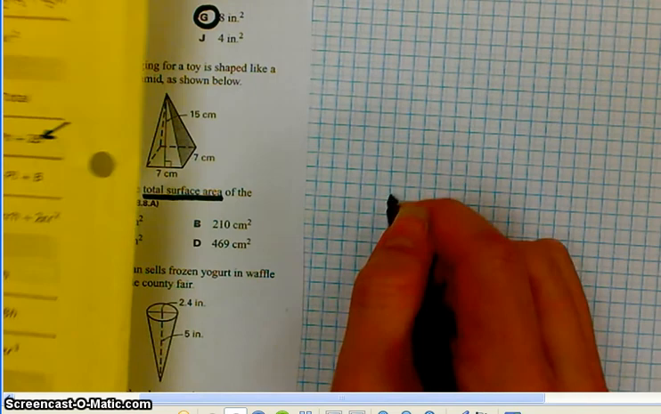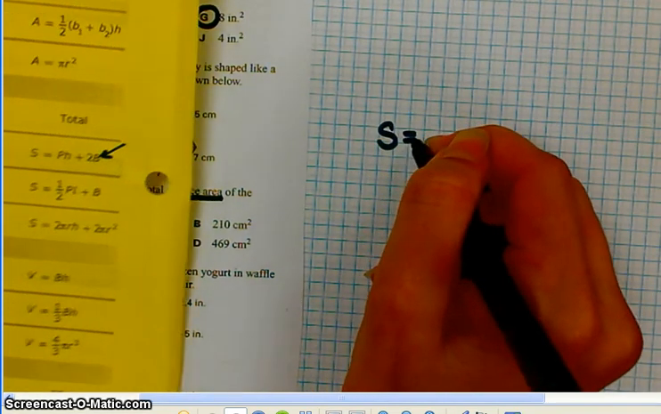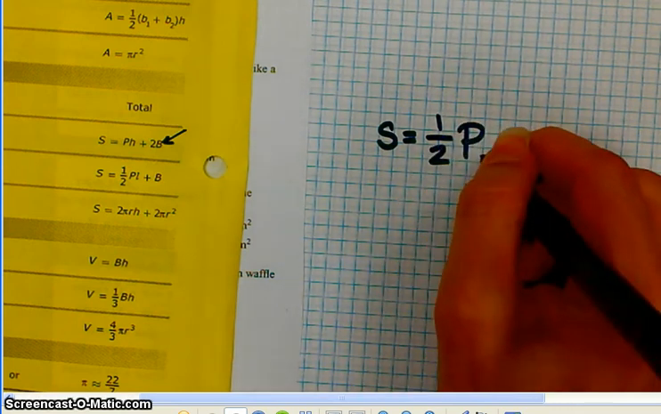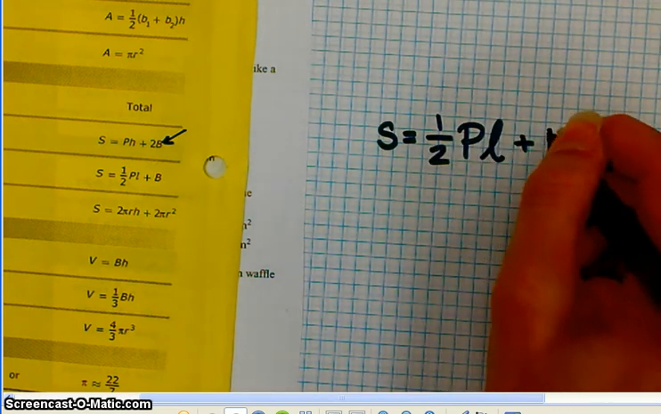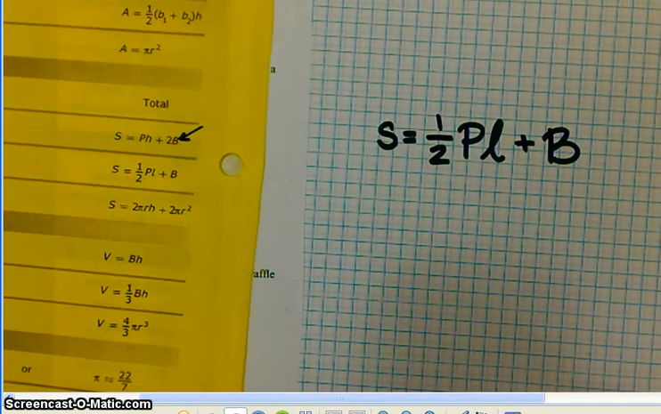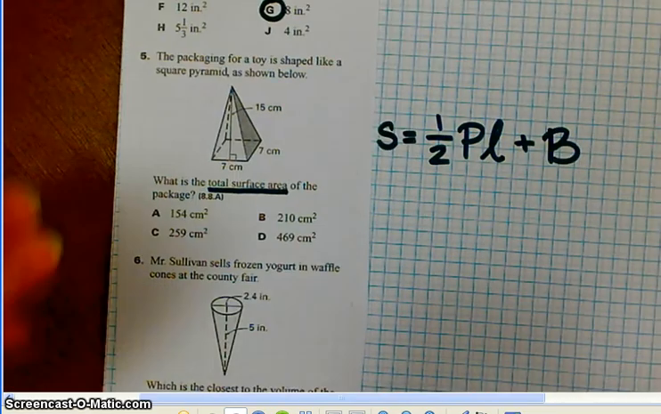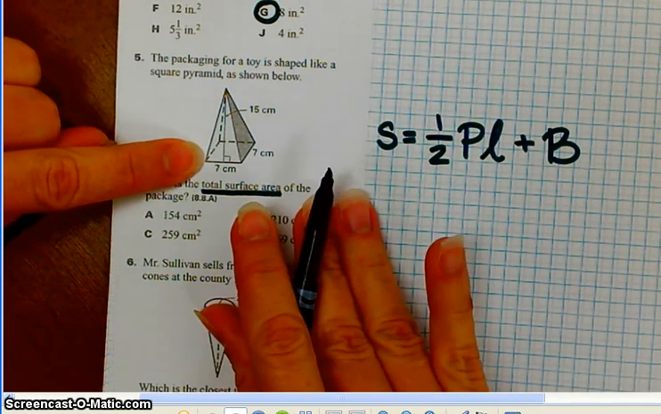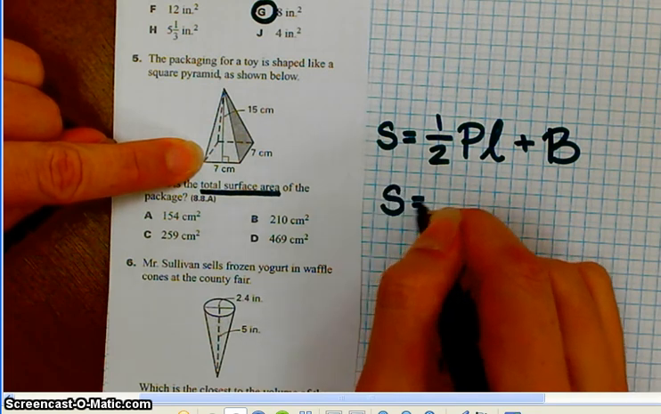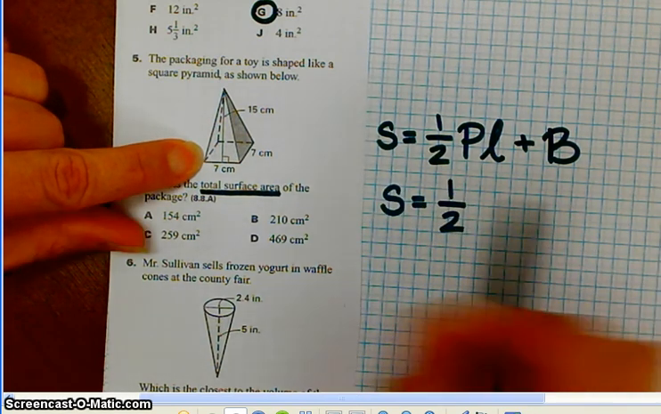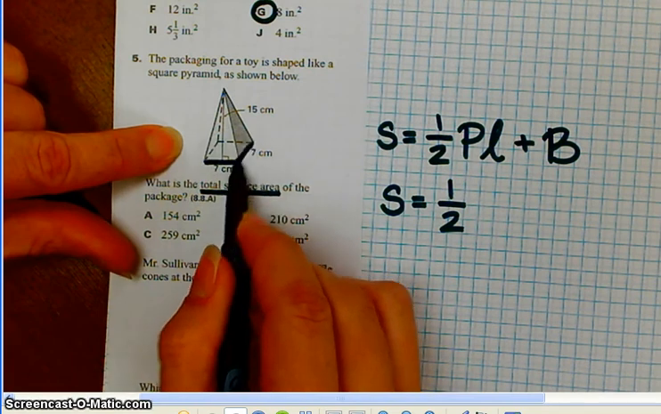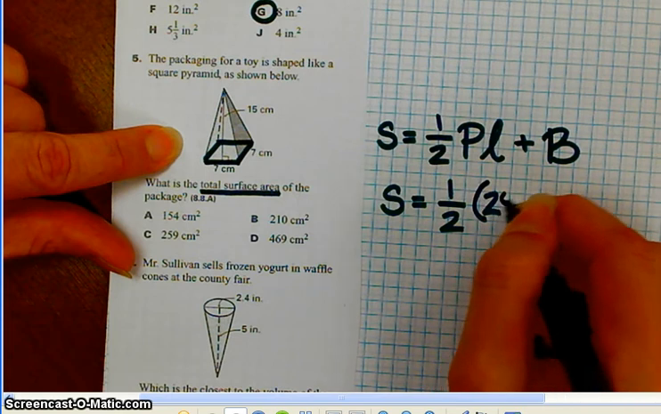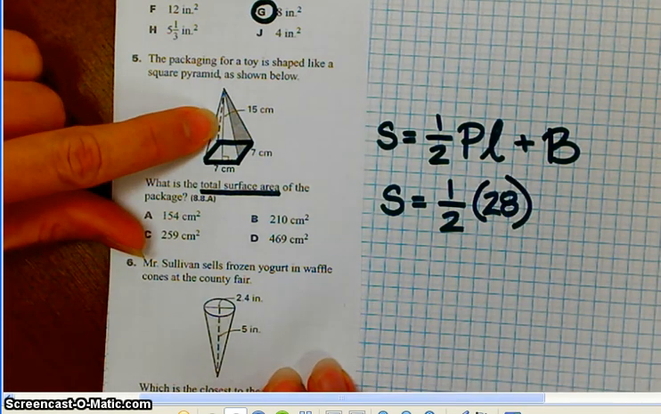So write that down. Total surface area of a pyramid is going to be 1/2 the perimeter times the length plus capital B, which is area of the base. All right. And by the way, P is perimeter of the base. So let's look at our shape. Our total surface area is going to be equal to 1/2. Perimeter is 7, 7, 7, 7. 7 plus 7 plus 7 plus 7, which is 28. Our length is 15.